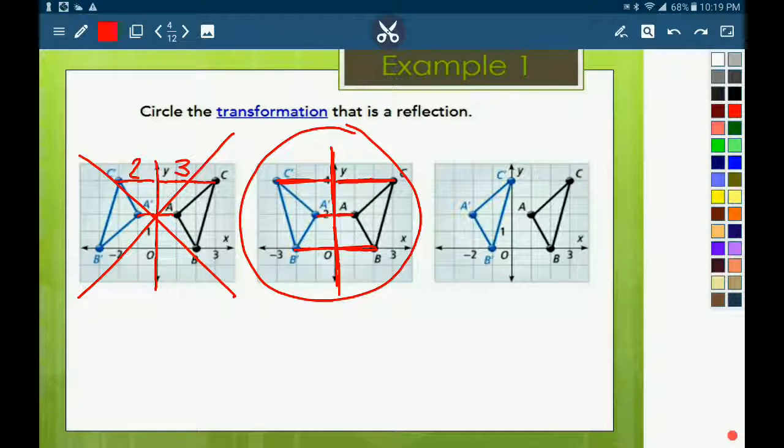The last one I see is actually a translation. I see a slide happening here. So that one is not a reflection.